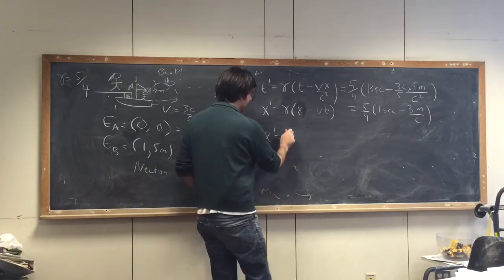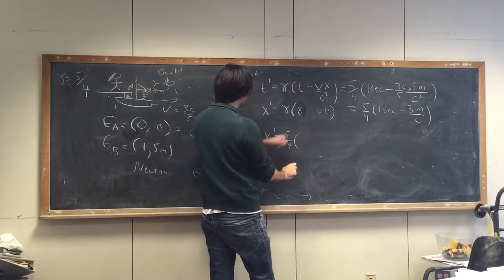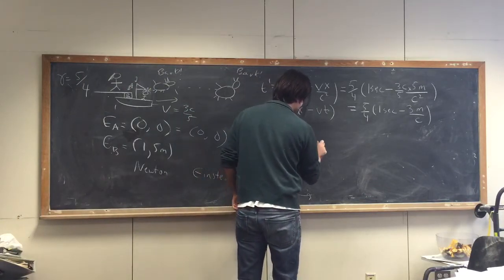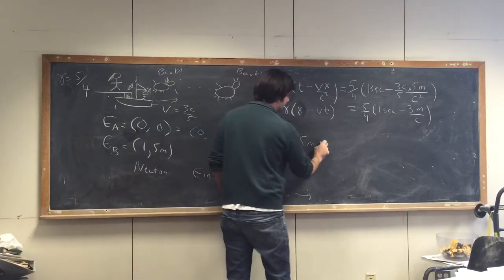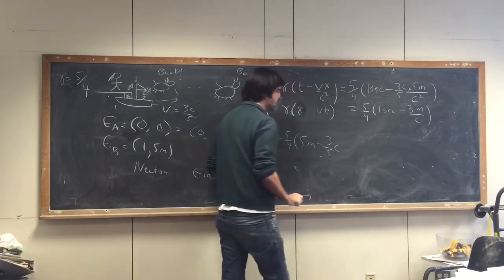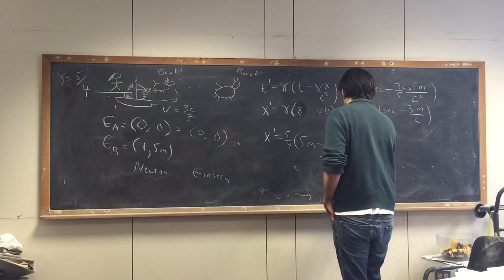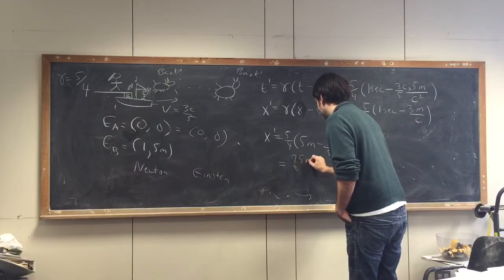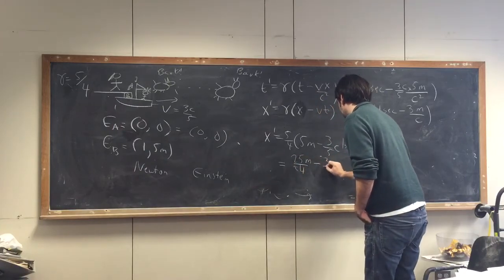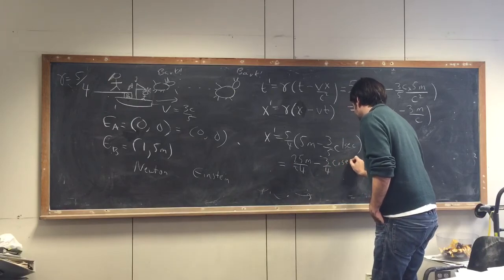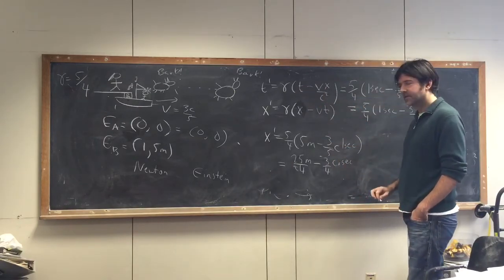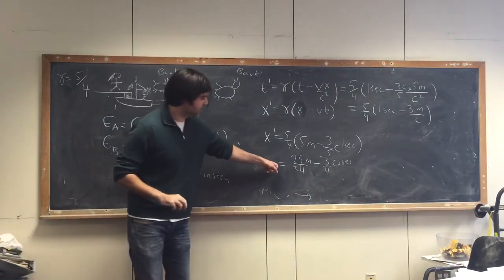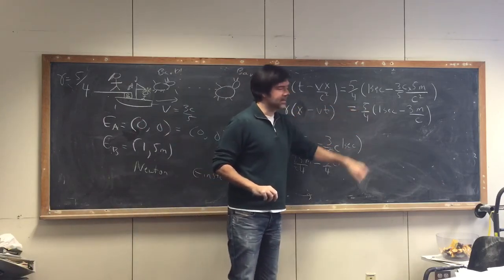Again, we have gamma of 5/4. The x coordinate is 5 meters minus the velocity, which is 3/5c, times time, which is 1 second. And that's our final answer. So these are the coordinates that Einstein sees these events happening. This is the x prime coordinate for Einstein, and this is the time coordinate for Einstein.